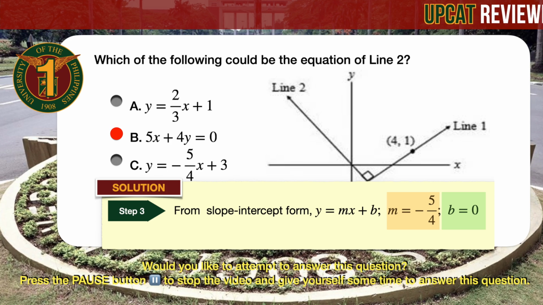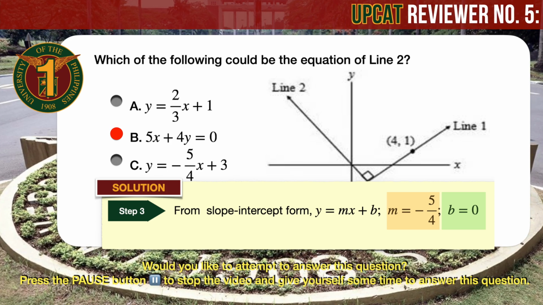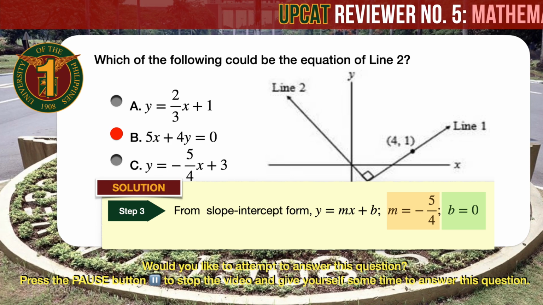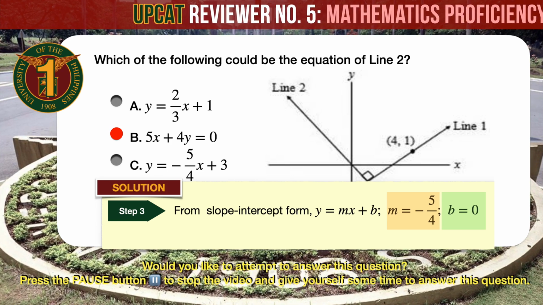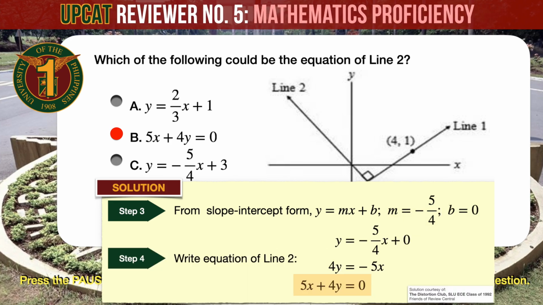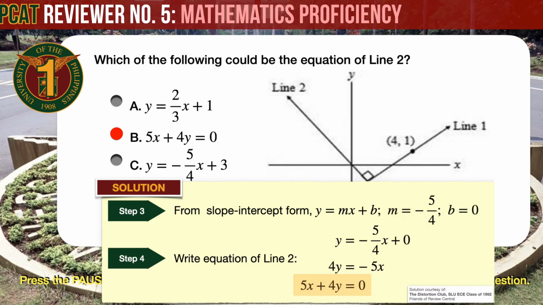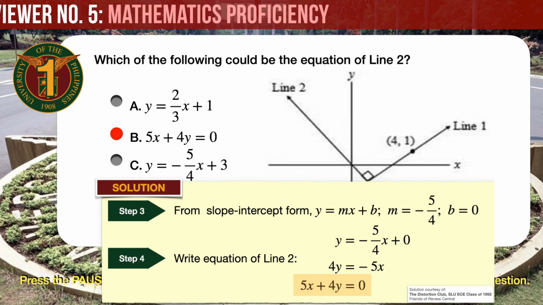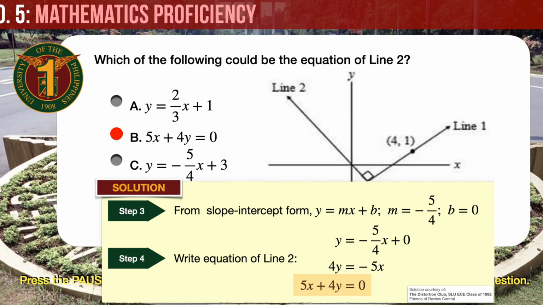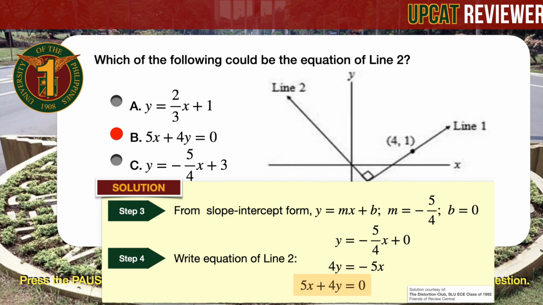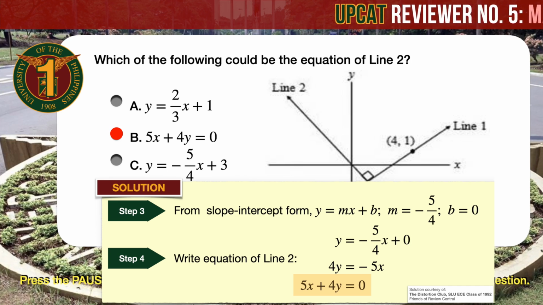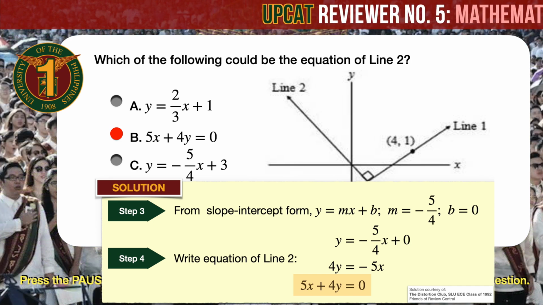From the figure we know that line 2 crosses the y-axis only at one point, which is at point (0, 0). Therefore, its y-intercept b equals 0. With the values of m and b already known, we can now write the equation of line 2 as y is equal to minus 5 over 4 x plus 0. 4y is equal to minus 5x. And finally, 5x plus 4y equals 0.